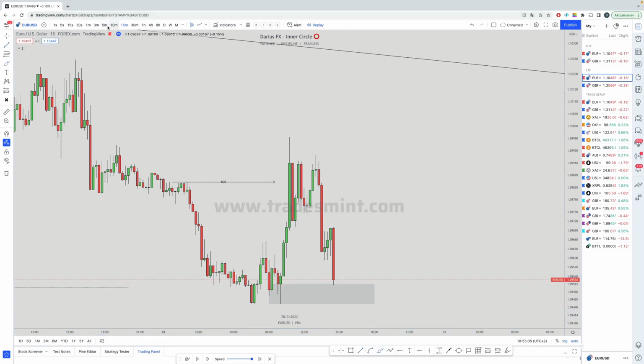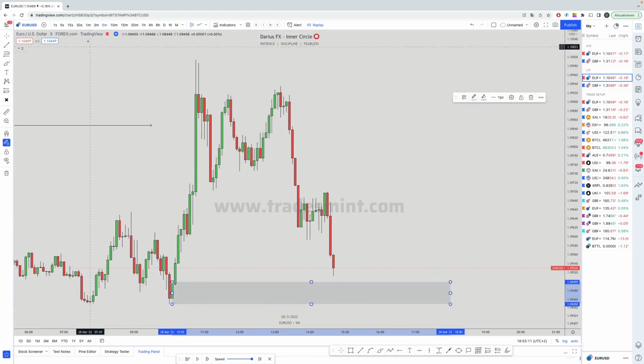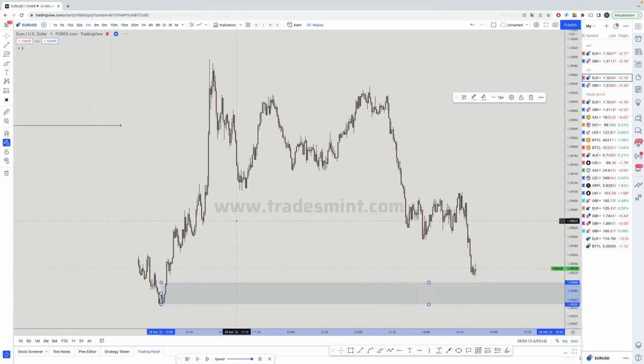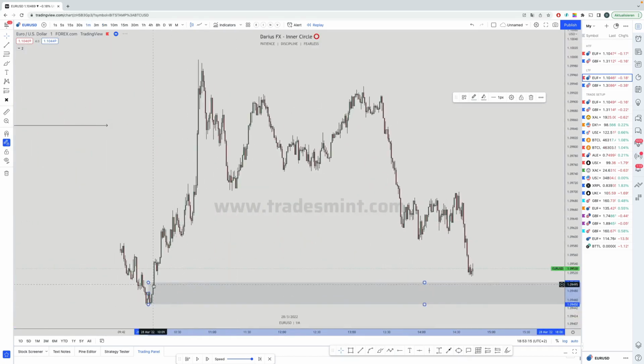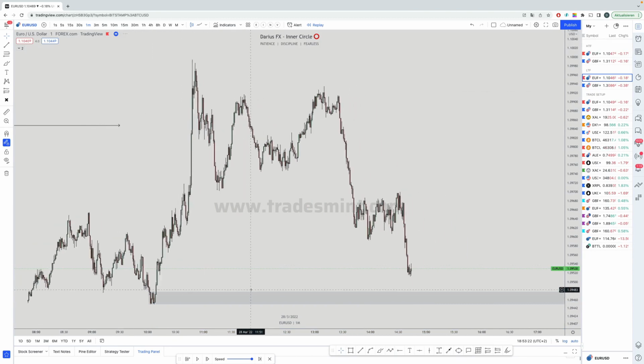What will help me more is if I go on the M5 and determine this. On the M1, I will determine another demand zone right down there. So this is super refined already. The M1 is super good.